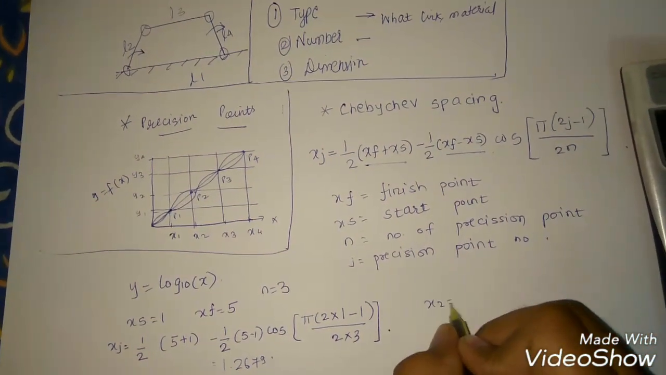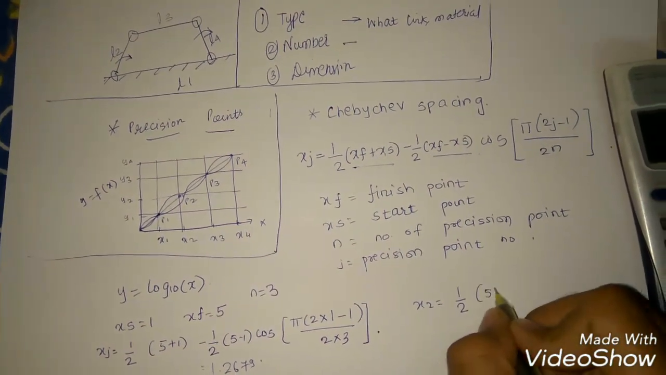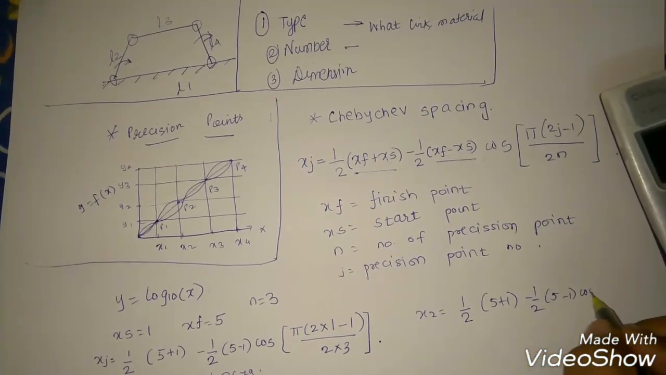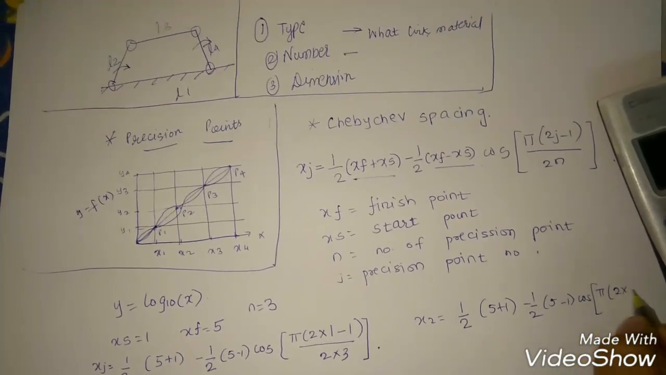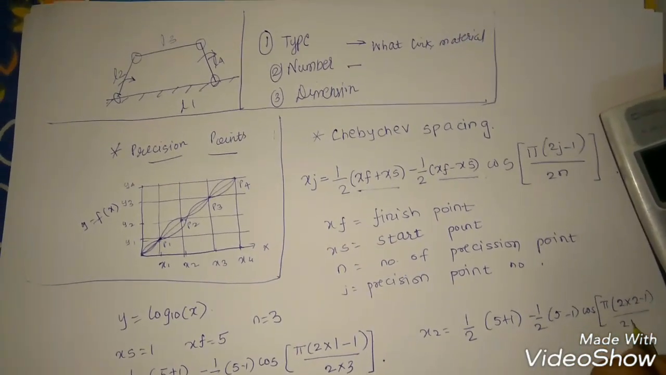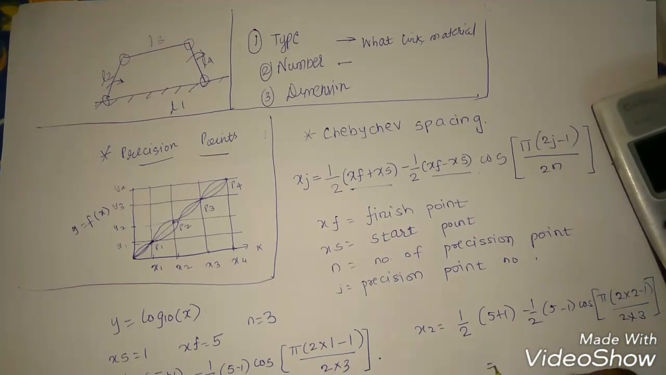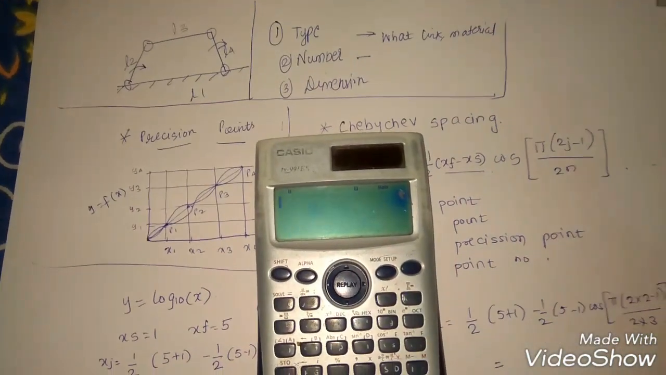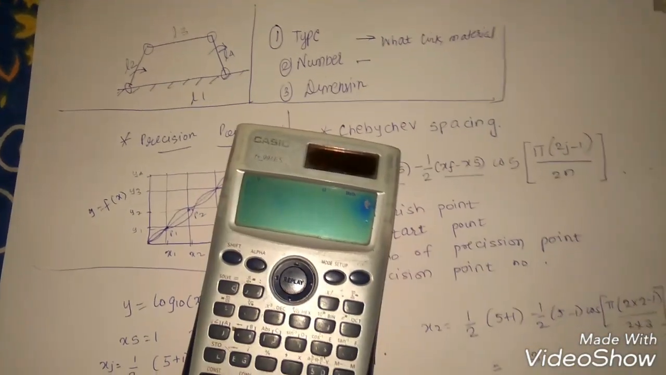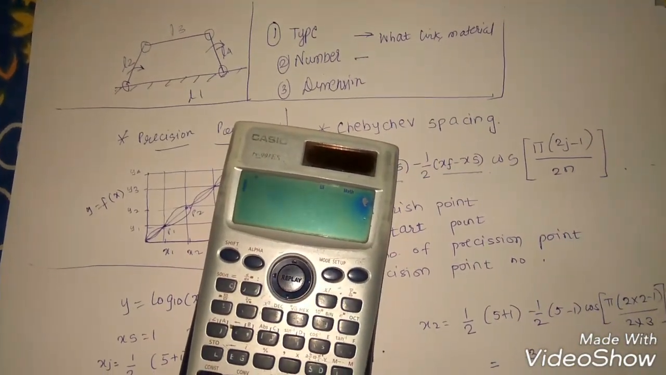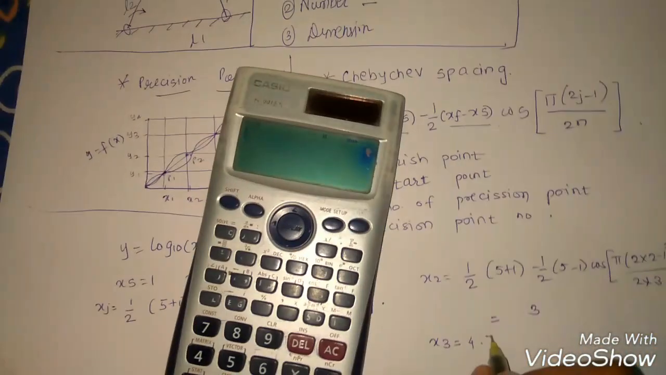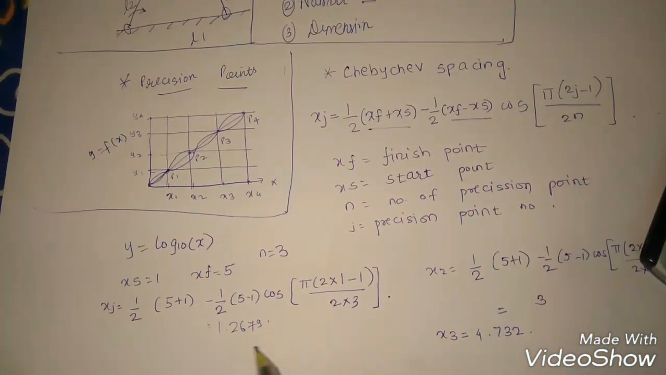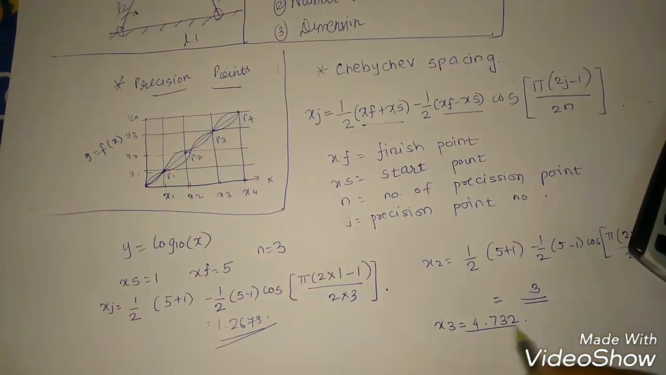Similarly, for the second point, 1 upon 2 (5 plus 1) minus 1 upon 2 (5 minus 1) cos pi upon 2 into 2, because we are considering the second point, upon 2 into 3. Similarly, solving it, we will be getting the answer approximately 3. And similarly, solving for x3, we will be getting 4.732. Now we have x1, x2 and x3.